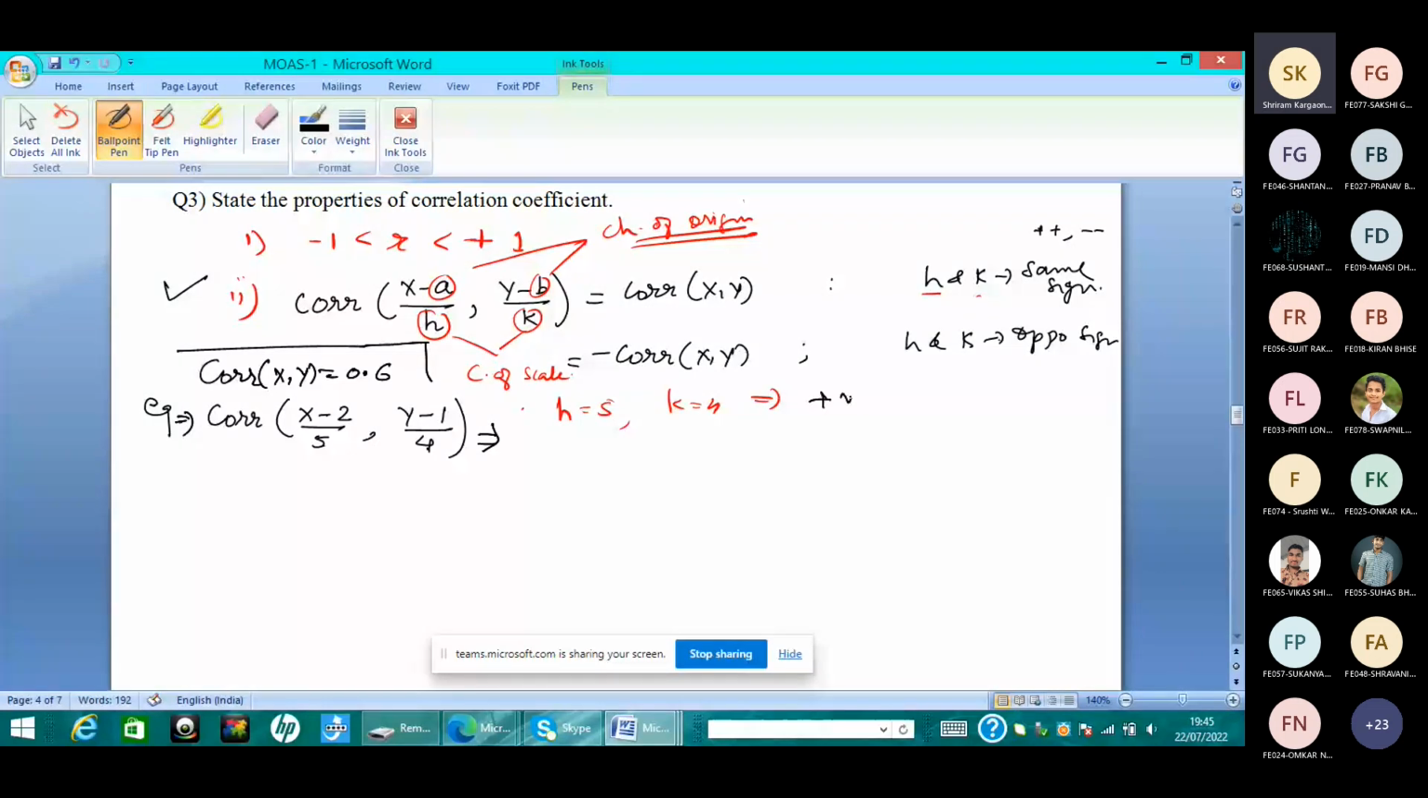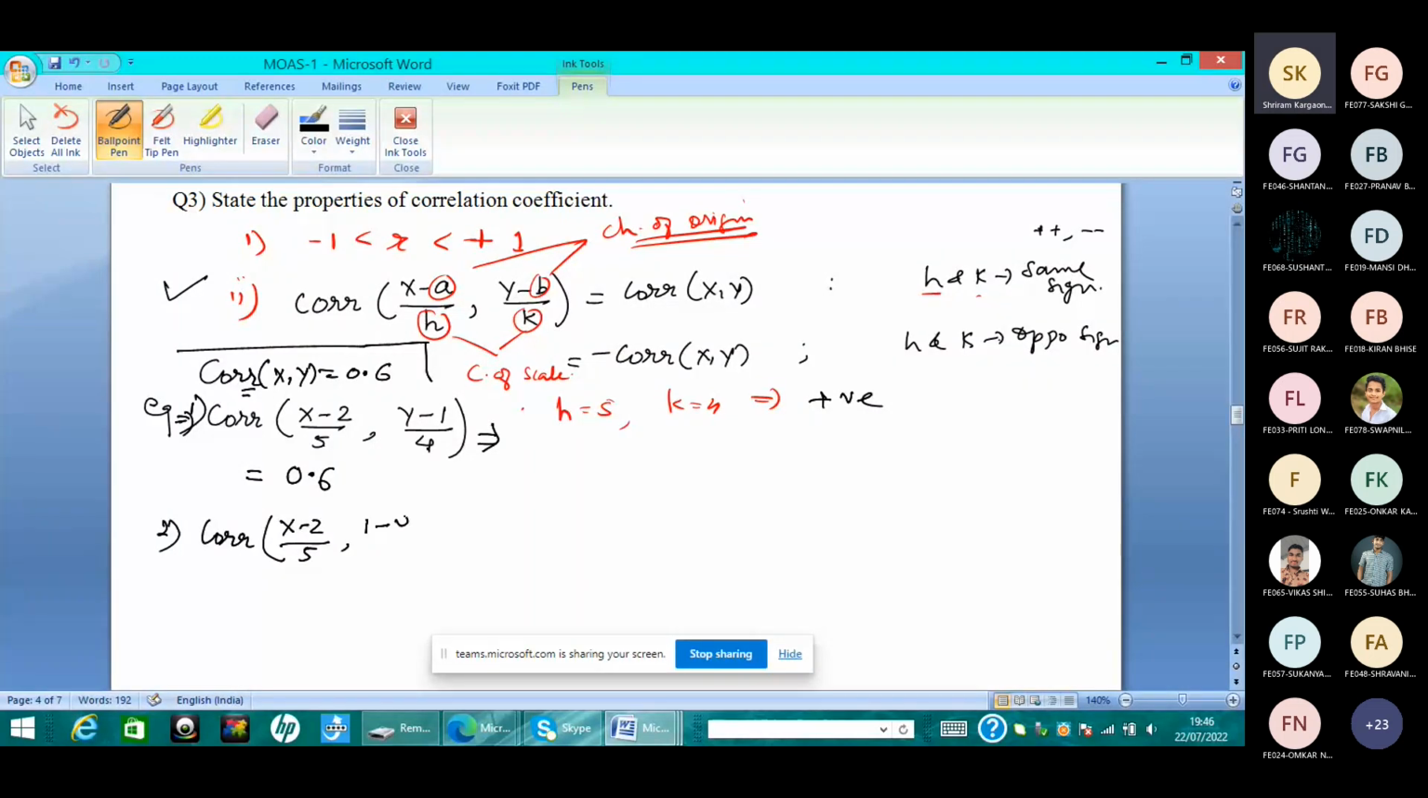So I can quickly write here, it is nothing but 0.6, same as the correlation between XY. Understand this point. Now I take another example. I just do some arrangements here: X minus 2 upon 5, and here I write 1 minus Y upon 4.